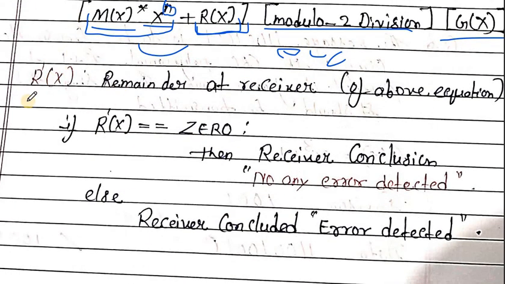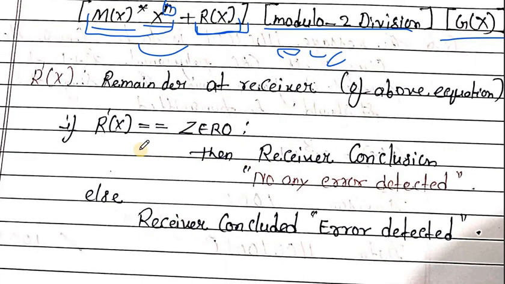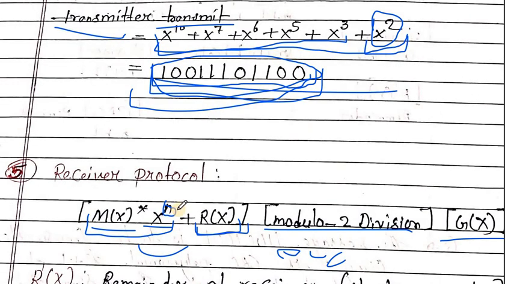Here, the same method will be applied at the receiver side. If the string received by the receiver is divided by the generator polynomial function, then there are two conditions. If the remainder at the receiver side is 0, then there is no error. The receiver concludes there is no error and accepts the incoming string.